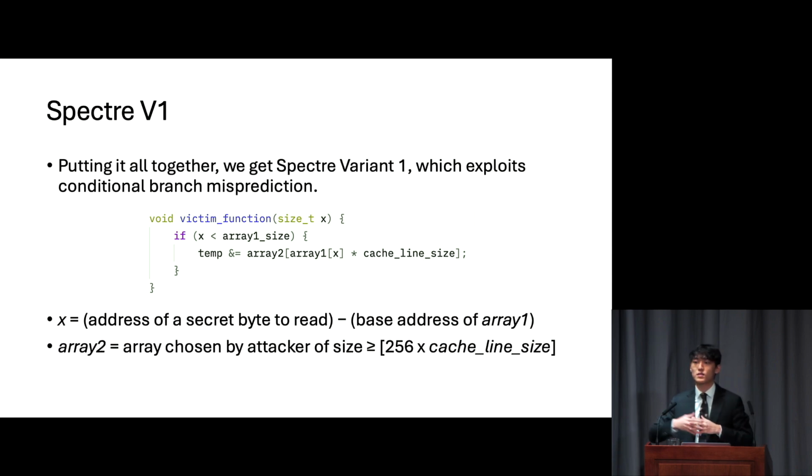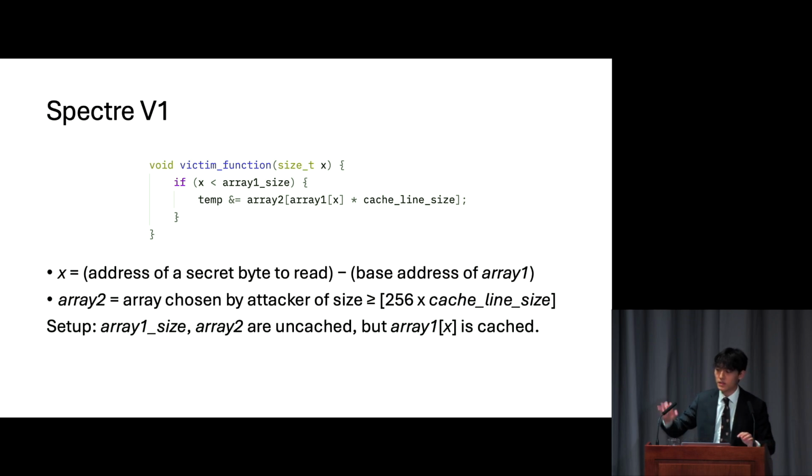So we can think of it as starting from the base of array 1, the location of that particular byte we want to extract from the victim. And array 2 is a very big array chosen by the attacker. It has to be larger than this particular size, and we'll see why in a second. Okay.